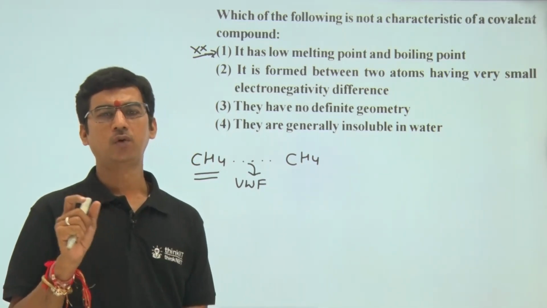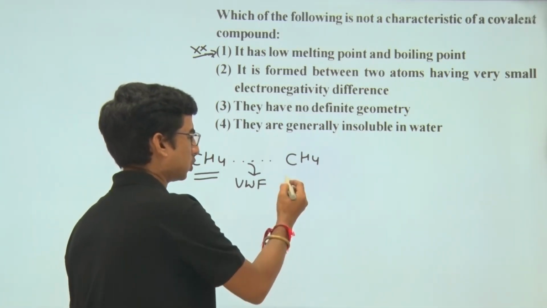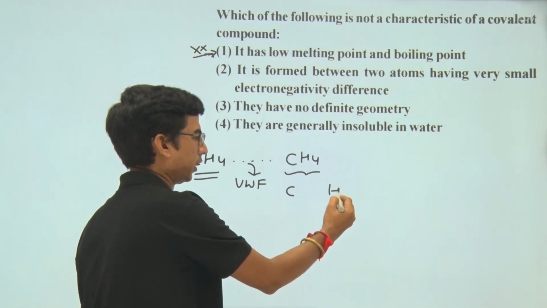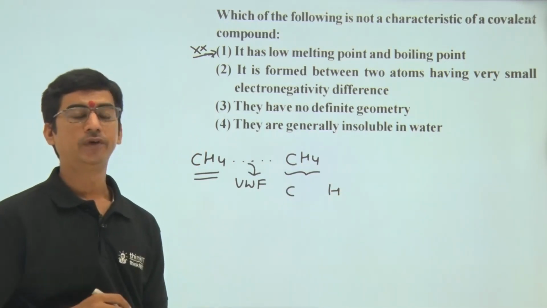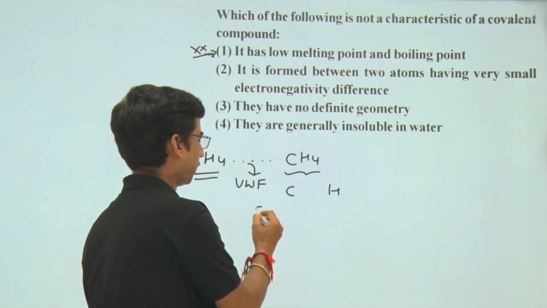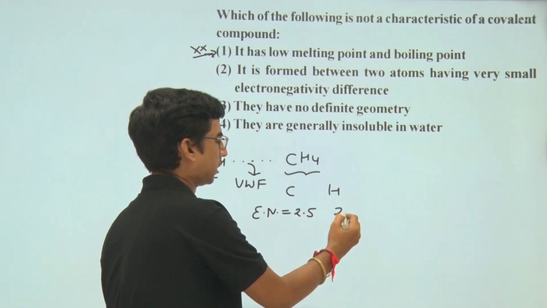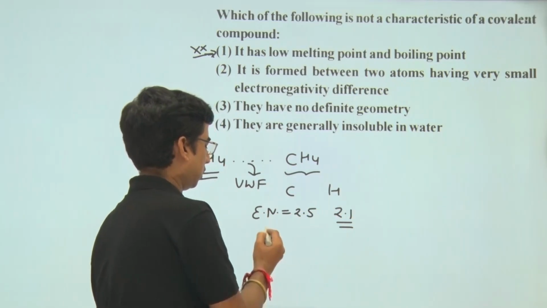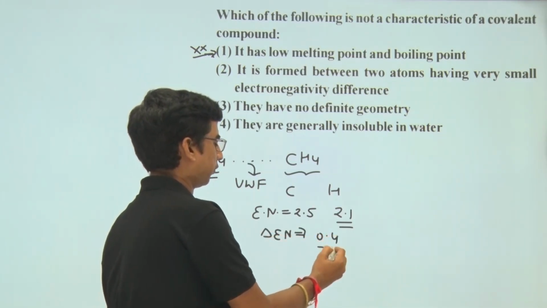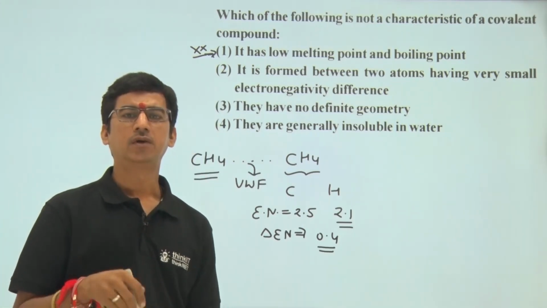If we look at covalent compound formation, then we will identify that such covalent compounds are formed by the elements which have low electronegativity. For example, if we consider the same molecule CH4, carbon has electronegativity of 2.5, whereas hydrogen has electronegativity 2.1. So if we find delta EN, it will be 0.4, means very less. So CH4 is a covalent compound.